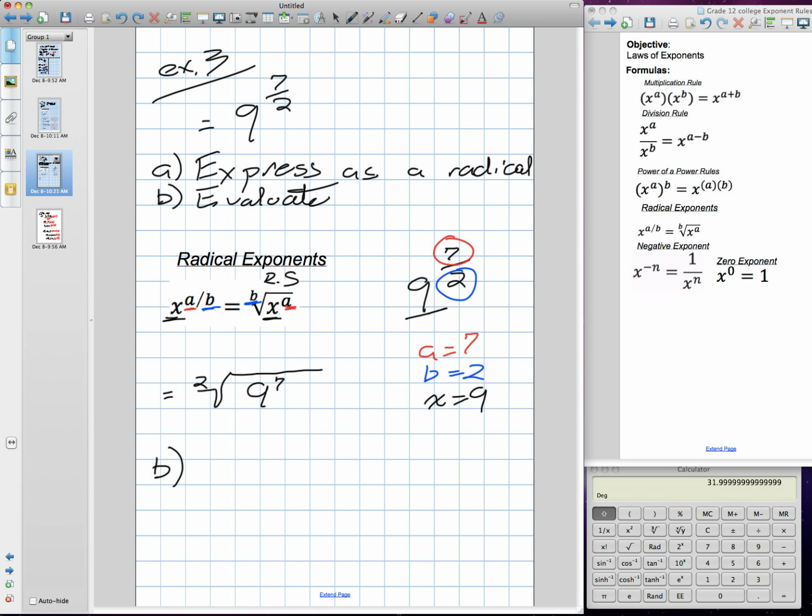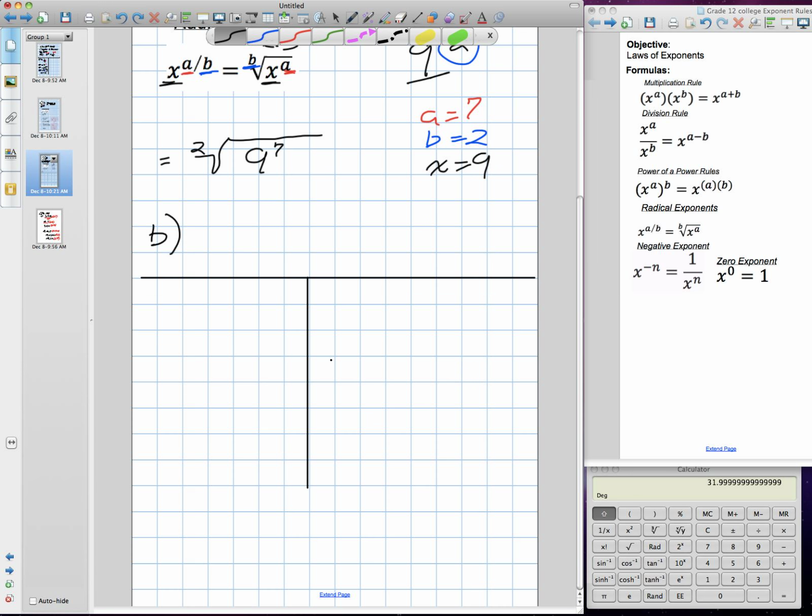I'm going to split it in half. So the 2 ways we can express this. First, we can decide to solve the base to the power, or we can solve the radical first. In our first example, what we'll do is we'll do the base to the power first. So we have radical 2, 9 to the power of 7.